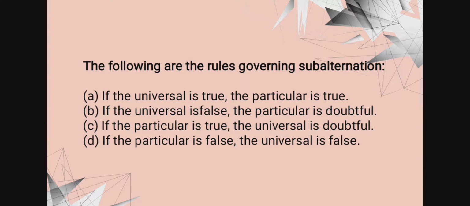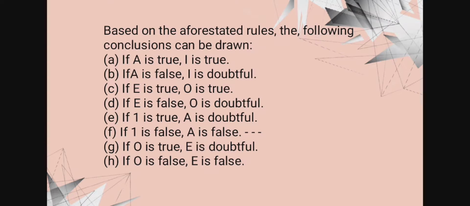Letter C. If the particular is true, the universal is doubtful. This means that the truth of the particular does not involve the truth of the universal. Letter D. If the particular is false, the universal is false. This means that the falsity of the particular involves the falsity of the universal. Based on the rules stated, the following conclusions can be drawn.